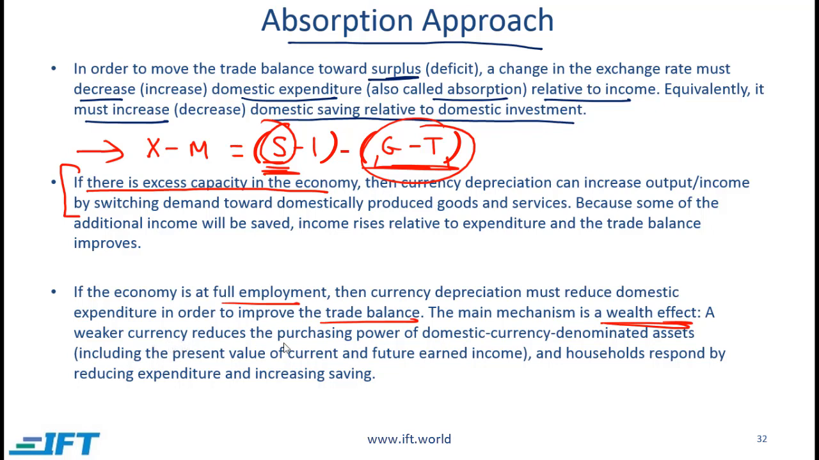A weaker currency reduces the purchasing power of domestic currency denominated assets, and households respond by reducing expenditure and increasing saving. So in other words, people feel less rich. When people feel less rich, then the assumption here is that people save more. And again, back to this relationship: if people save more, then X minus M will go up.